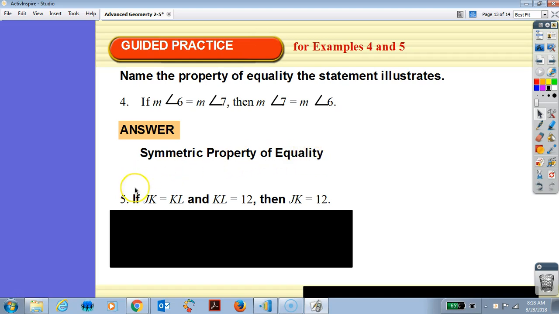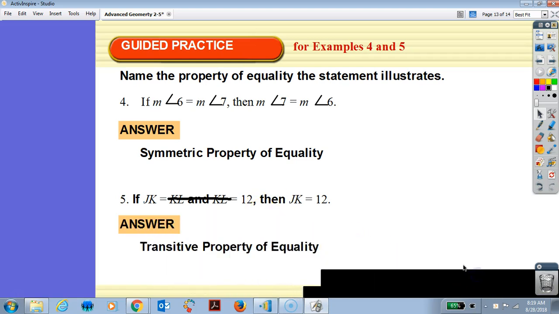Symmetric. All right, if JK equals KL and KL equals 12, then JK equals 12. So this one's cutting out your middleman, right? Cutting out that overlap. If A equals B and B equals C, then A equals C. When we cut out the middleman, that is the transitive property. We're subbing in this 12 for a whole side. Sub a whole side for a whole side. Transitive.